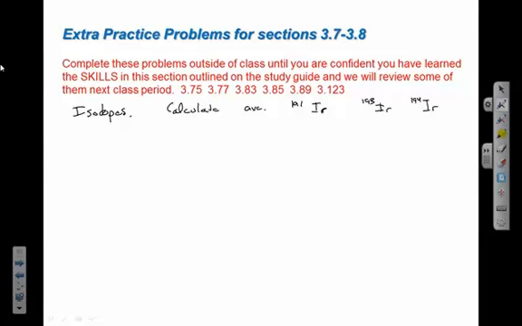So in one scenario on an exam question, I might give you the isotopes and I might tell you their natural abundances. So maybe this is 72%, 15%, and then maybe the other isotope is 13%.